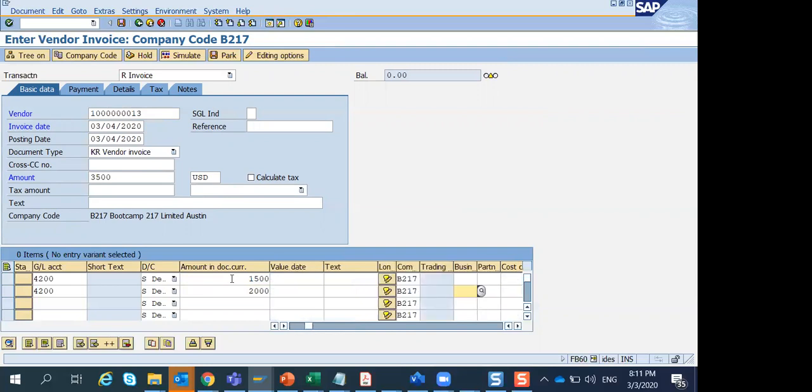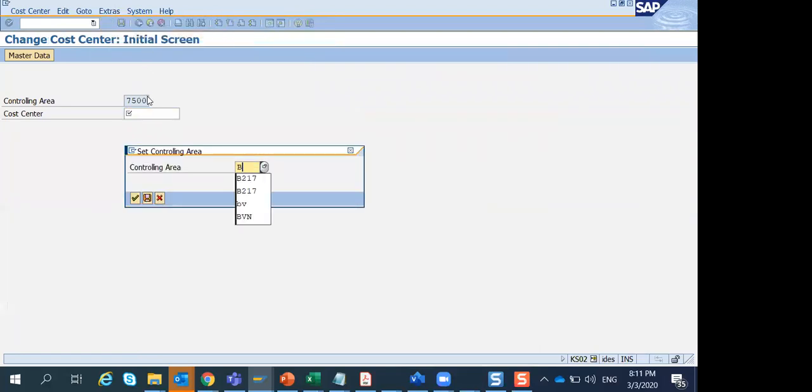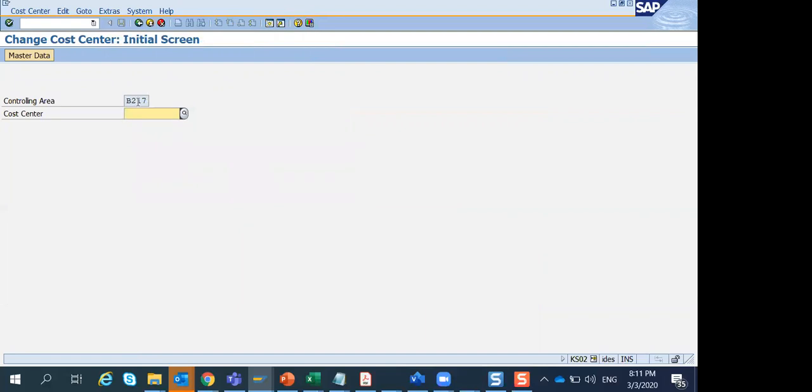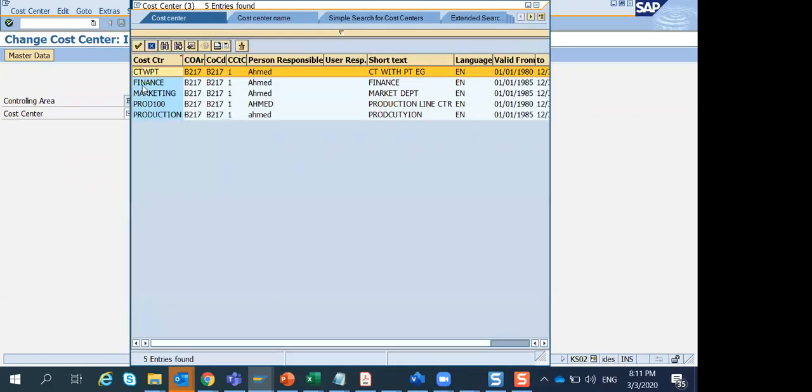The only difference now is I'm going to have two different profit centers, so I can make it real. Two different cost centers, which will give two different profit centers. Hopefully I have that. I'm not sure. Let me go check again, KS02. Hopefully. That's 7,500. I want to go here, controlling area B217. I'm not sure what kind of cost centers I have. Let me just check real quickly. Oh, I have finance and I have marketing. Okay, beautiful.